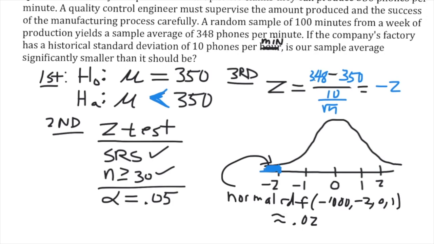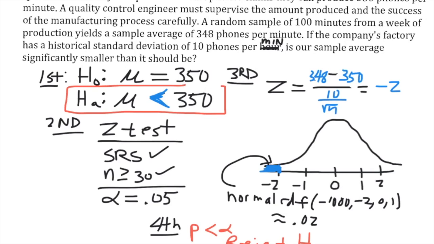And then we can make our conclusion that the p-value is low, so we're going to reject the H0, and we'll be in favor of the idea that the true average is below 350. So this is supporting the alternative hypothesis.